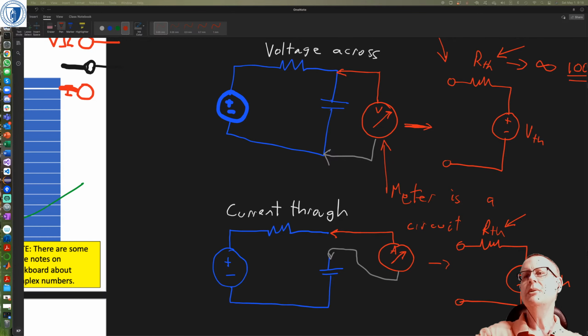Kyle, Breton, any thoughts? No? I already asked Mike, so let's try somebody else. Dylan, you piped up earlier. Have you got any thoughts on what value RTH should be for current measuring?